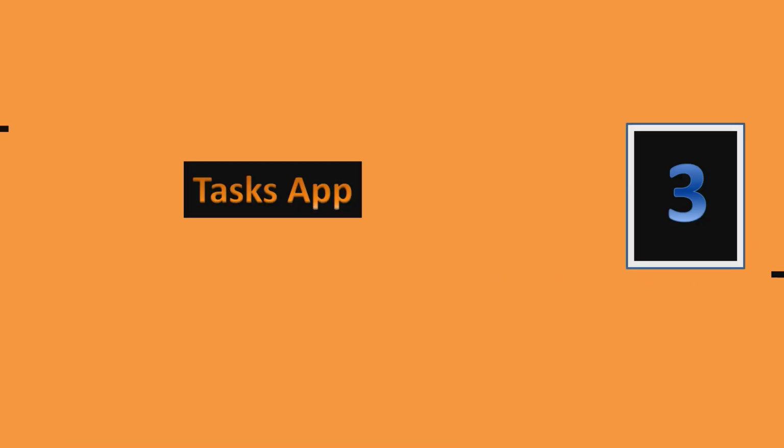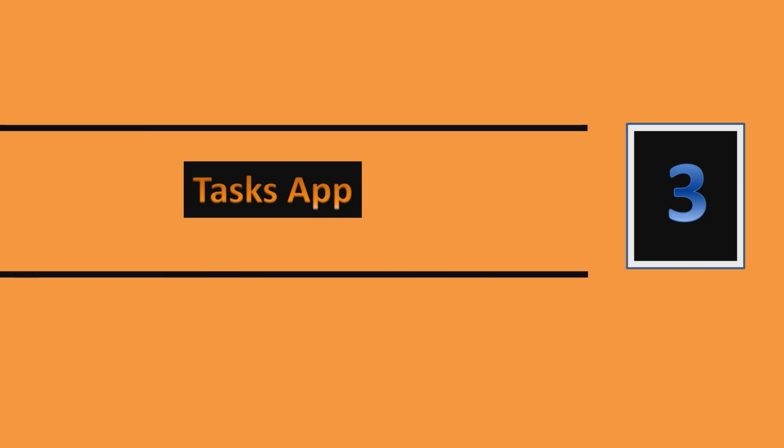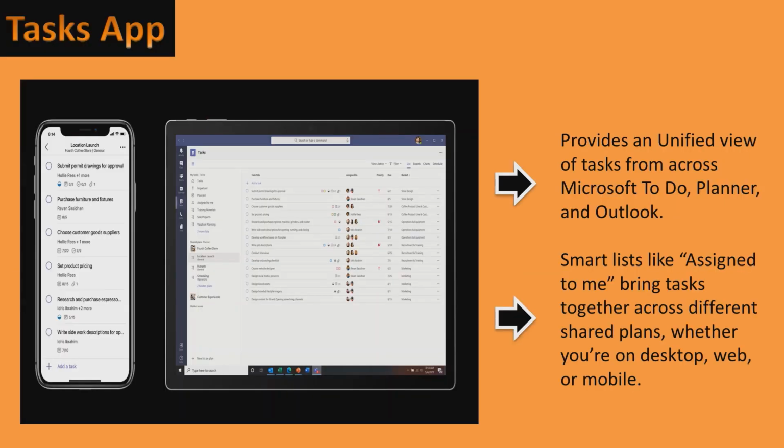The next one we're going to see is the Tasks app. The Tasks app is getting integrated with Microsoft Teams. What that means is it gives you a unified view of tasks across different applications, like the to-do tasks you have mentioned in your Outlook, your Planner, or Microsoft To Do list. All these things will appear in your Teams as well. There are specific lists which you can create, like assigned to me, or you can assign to somebody. They will be informed of the tasks that are assigned to them.